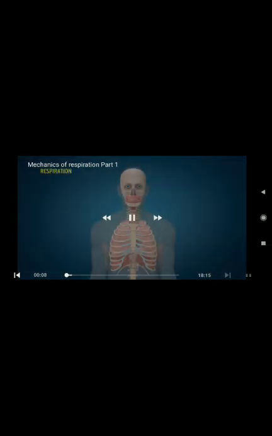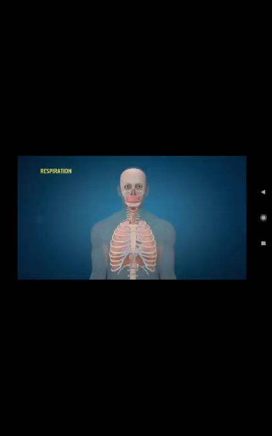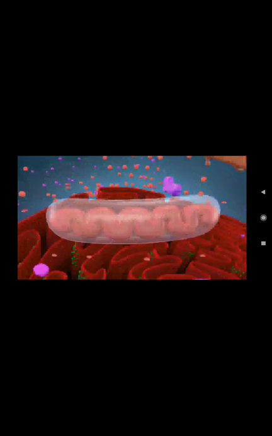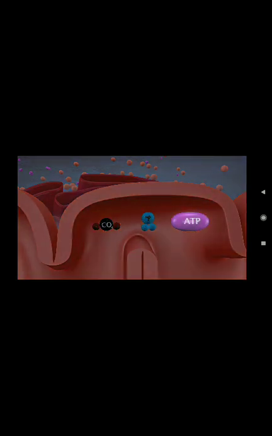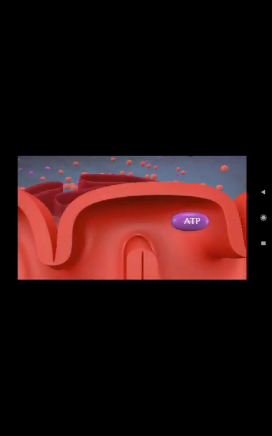Respiration is a rhythmic biochemical process of intake of oxygen inside the body, called inspiration, and release of carbon dioxide outside the body, called expiration. The oxygen combines with body glucose to release energy in the form of ATP and release carbon dioxide and water as waste products.